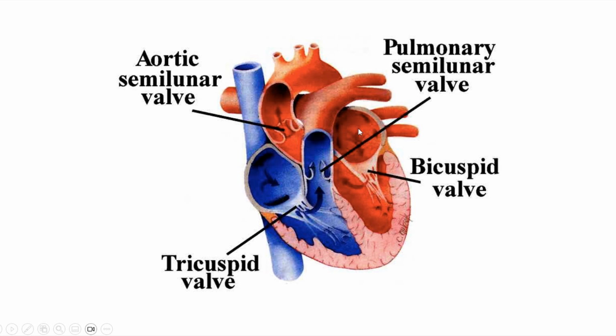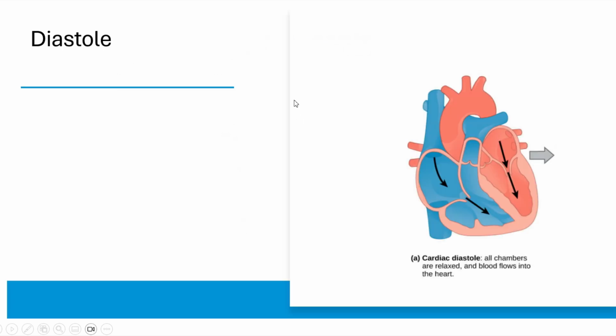Another thing you need to know about is that I said these are called AV valves, bicuspid and tricuspid. But these ones here, inside the aorta and the pulmonary artery, are called semilunar valves. So these are SL ones. Tricuspid and bicuspid are AV valves, and these two are SL valves, semilunar valves. Now let's talk about how the heart actually pumps.